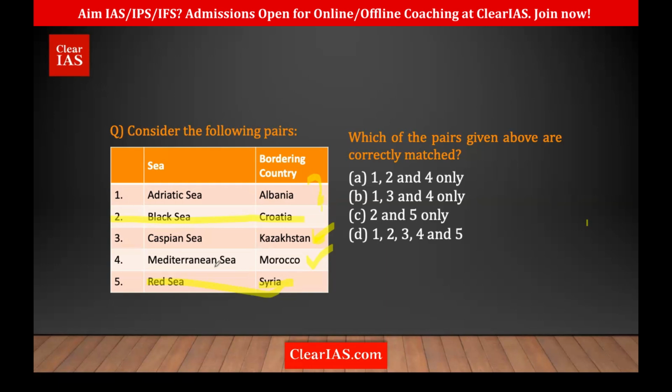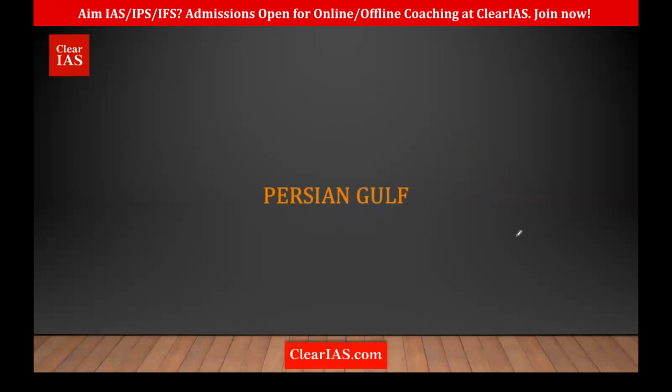So we know that 3 and 4 are right, and 2 and 5 are wrong. So we can eliminate all the options with 2 and 5 first. I'm eliminating this, this, and this. So there's only one option left, that is 1, 3, and 4. Even if you don't know this one, you can directly reach the answer by eliminating. That is how you always solve UPSC prelims questions. So the answer here is B, 1, 3, and 4. Now let's move on to the next.